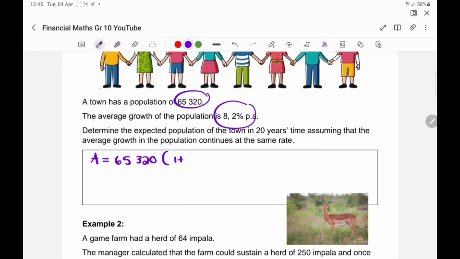So we're going to use the compound interest formula, which is 0.082, all raised to the power 20. So your future amount will be 315,930, rounded off because it is people.